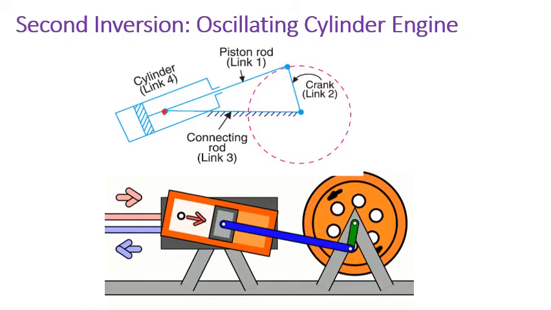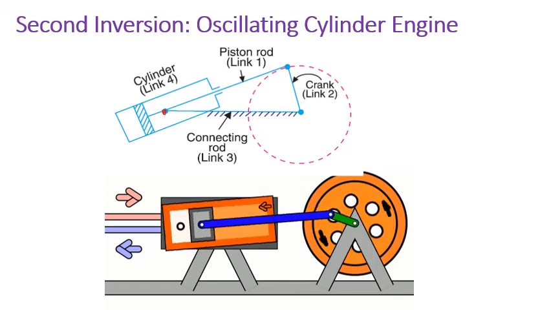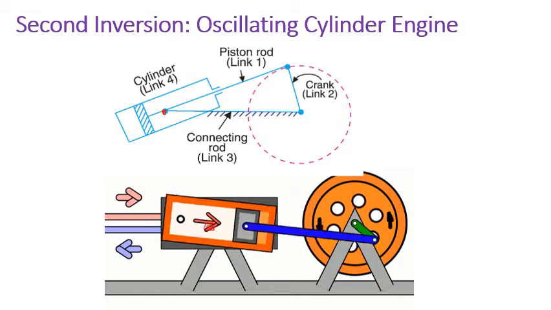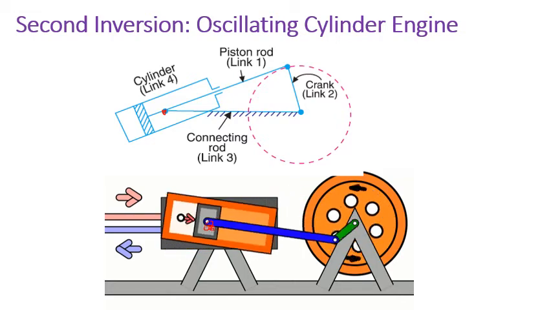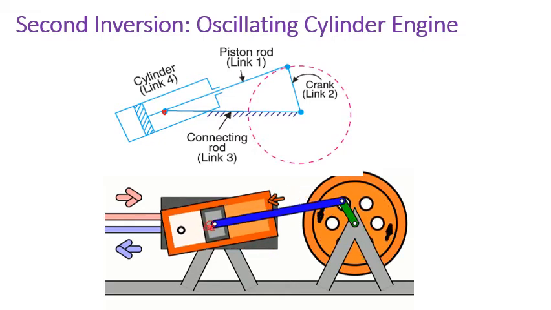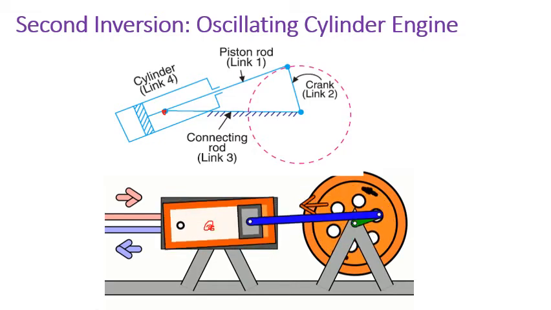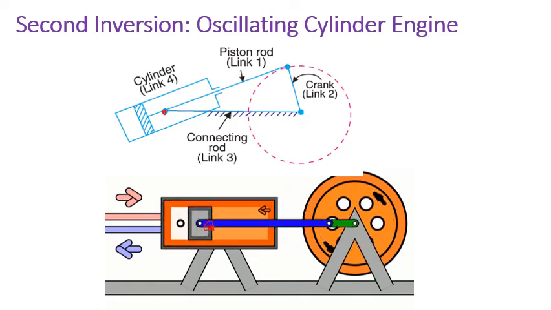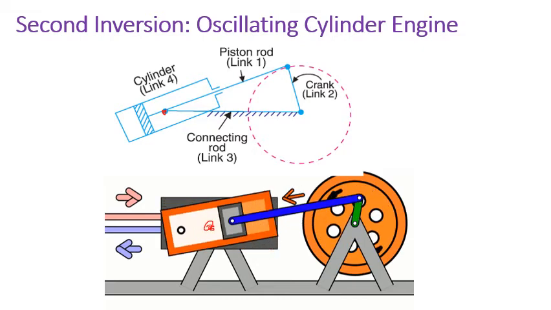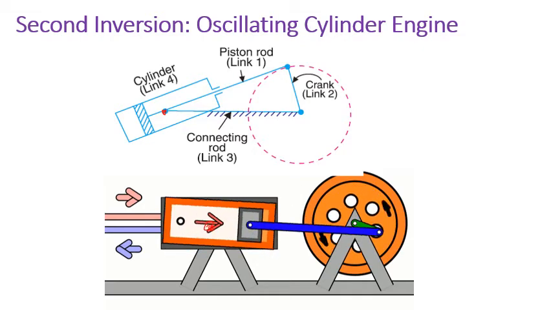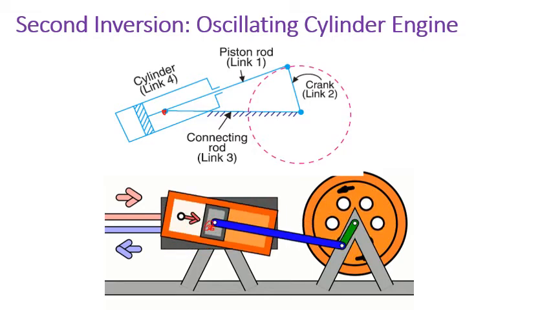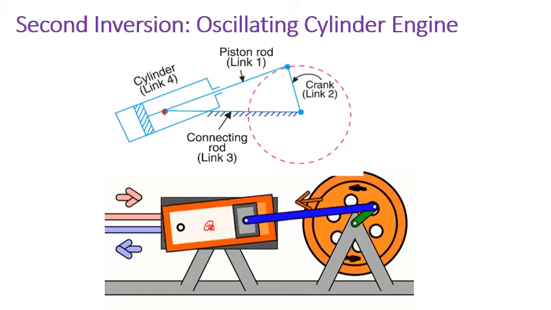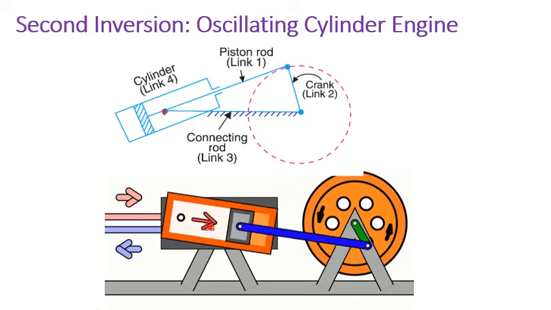So we can see in the animation, it has oscillatory motion with respect to this center point. Here the oscillating cylinder engine is an example of a second inversion of single slider crank chain, which consists of 4 links. This is link number 3, which is the fixed one, link number 2 is the crank, link number 1 is the connecting rod or piston rod, and the cylinder is link number 4.